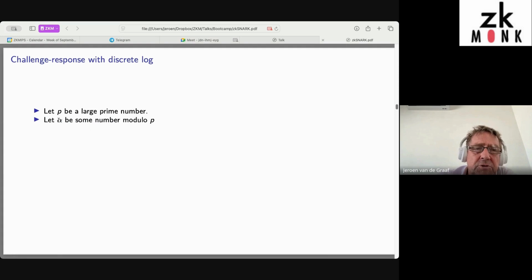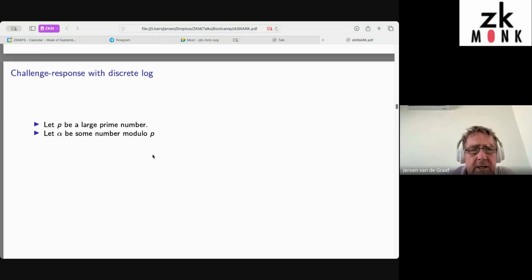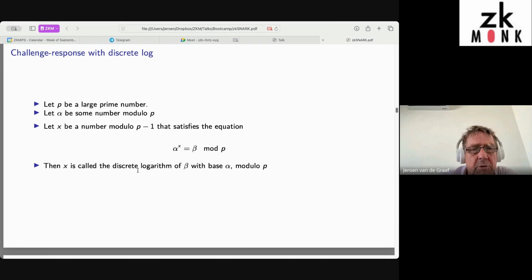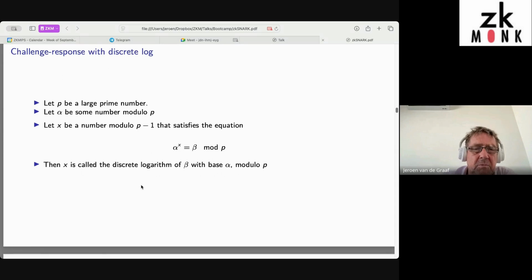Again, alpha must run through all the numbers modulo P. Then, I'm going to repeat the discrete log problem. So x will be a random number, and you compute alpha to the power x modulo P, which results in beta. And then x is called the discrete log of beta with base alpha modulo P. So this is the discrete log problem.